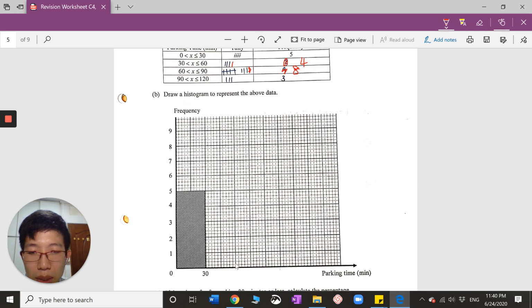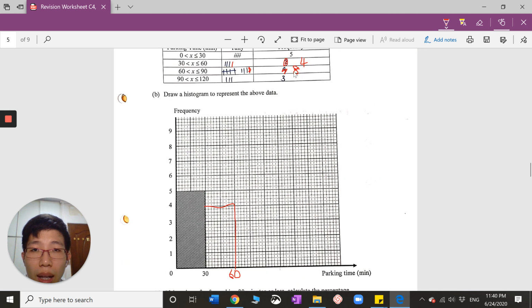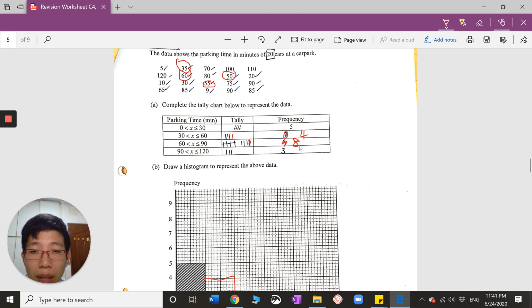Please use a ruler to draw, because I am using a mouse to draw. This one will be 60. So I draw up to 4. Use a ruler and a pencil. The next one is 60 to 90, and it has a frequency of 8.